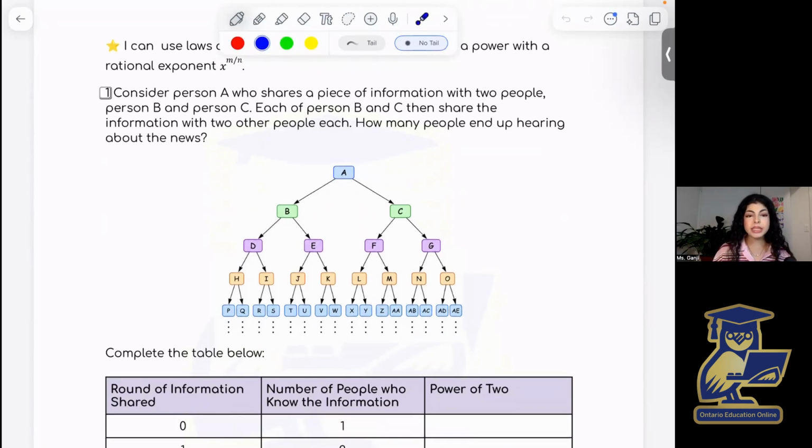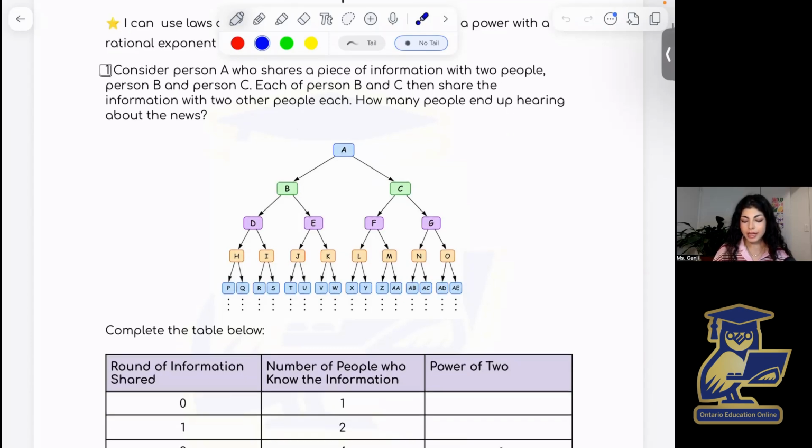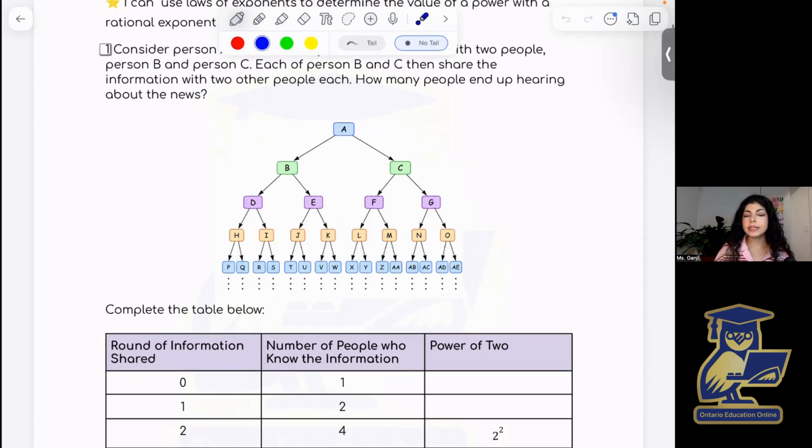So, person A has a piece of information, they tell it to two other people, person B and person C. Then each of those two people tell two other people. So B tells D and E, C tells F and G, and then so on and so forth. D tells two other people, E tells two other people, F tells two other people, and G tells two other people. And as this continues, we can see that this is growing rapidly.